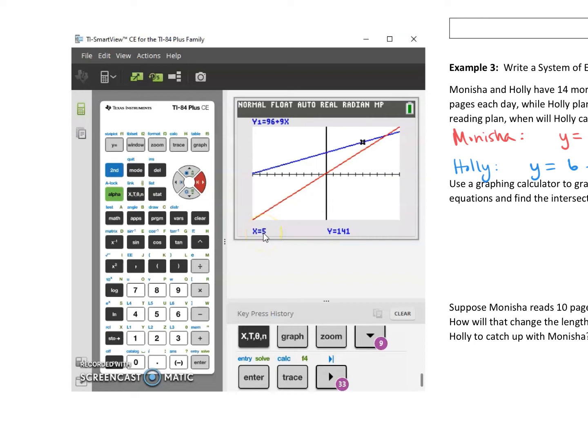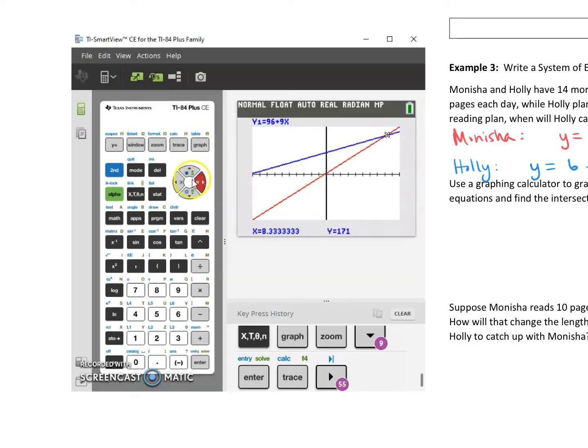So after 5 days, I'm on, let's see, this is Monisha's line. She has read 141 pages. And you can see Holly's line is below hers. So after 5 days, Holly has read less pages than that, but you can see Holly's catching up because she's reading more pages per day. So I'm going to keep arrowing over.